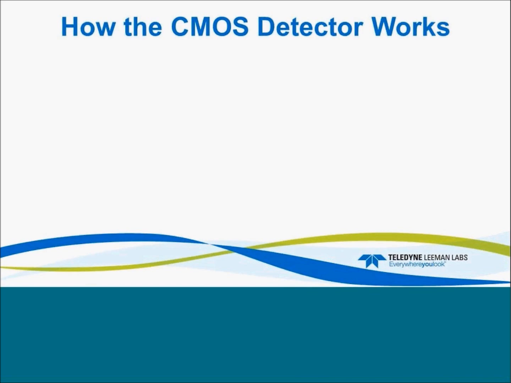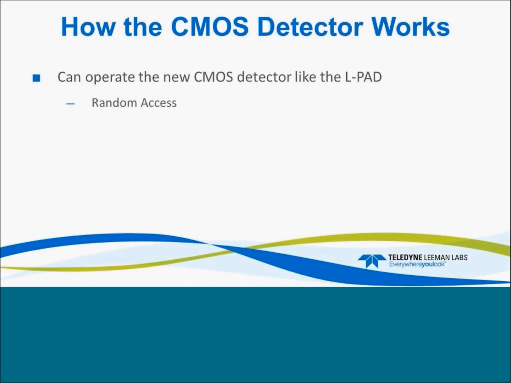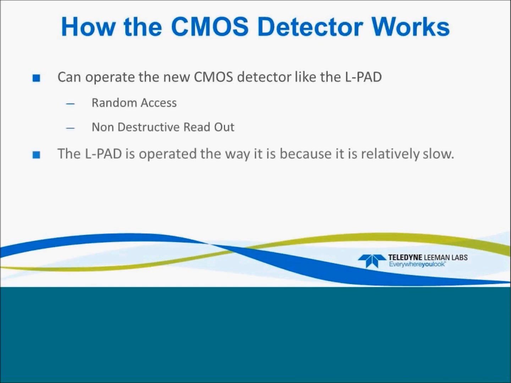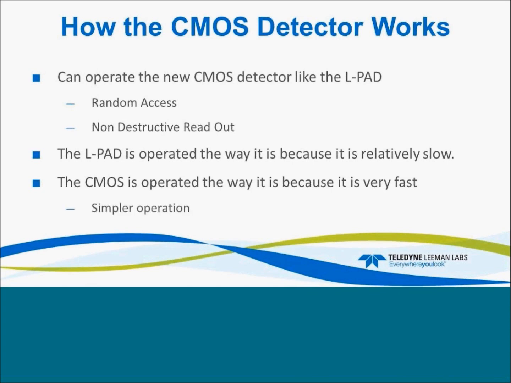So how the CMOS detector works, okay? Now we could have operated the CMOS just like the LPAD, but there's really no reason for us to do that, right? It has random access, it has non-destructive read, okay? The LPAD, with the 2 second pre-read to sort everything, does it because it's relatively slow and wants to operate in a way that makes the minimum number of reads it possibly can. We're operating the CMOS the way we are because it's a very fast device, okay? And it's simpler. That's one advantage of the CMOS device.